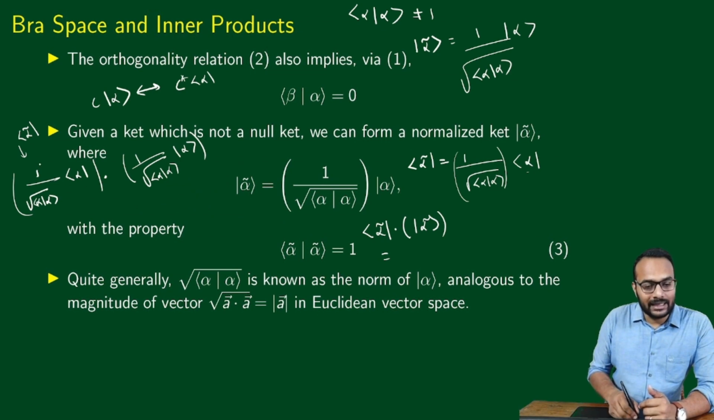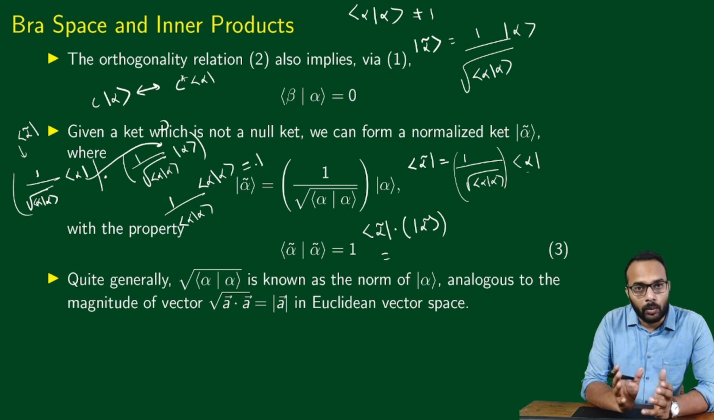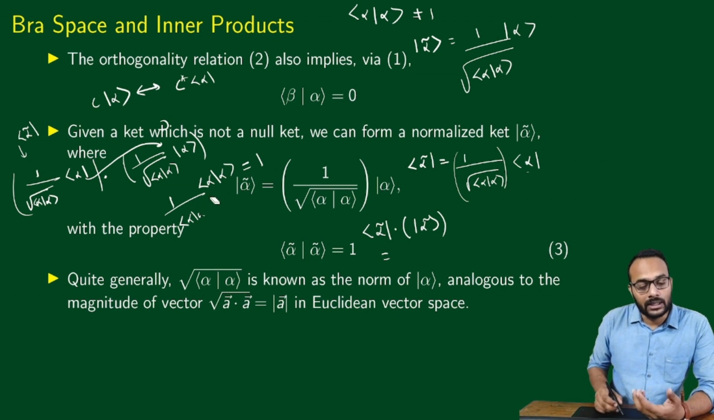Now, since 1 by square root of bracket alpha alpha and 1 by square root of bracket alpha alpha are numbers, it doesn't matter whether we put them on the right side of the bra or on the left side. So we can just bring these together. If you multiply these together, it becomes 1 by bracket alpha alpha. Now you can combine this bra with this ket, and then you have bracket alpha alpha. So on the numerator and denominator you have the same number, which means this is equal to 1. Now, this process is called normalization.